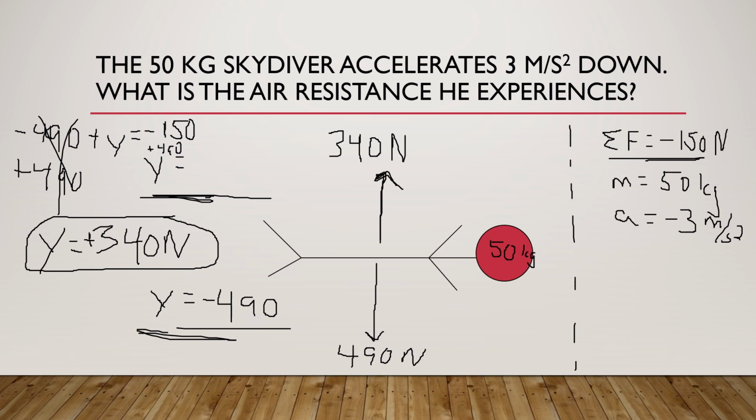But this is what you do. You treat it like vectors. You add them up, and then the net force is always the resultant vector. This is how you solve for the missing arrows.